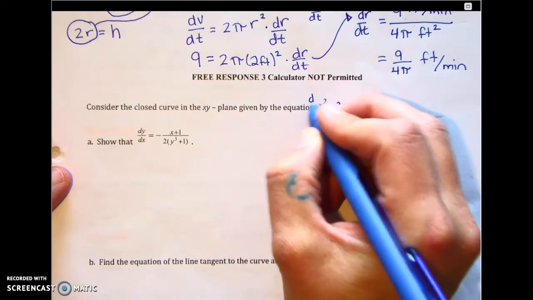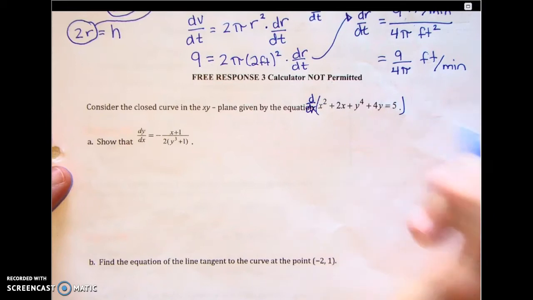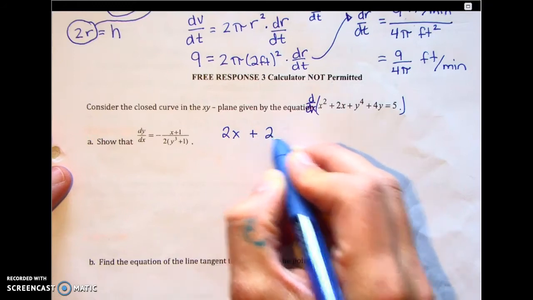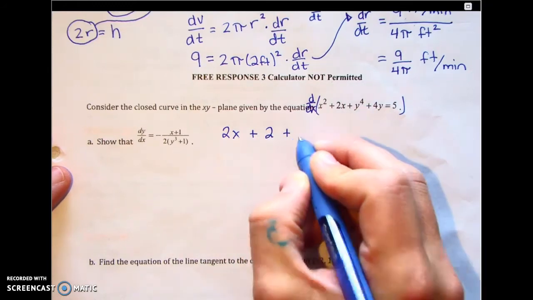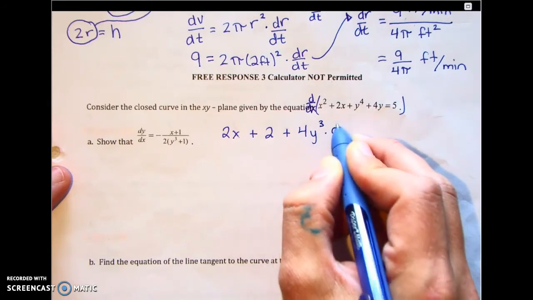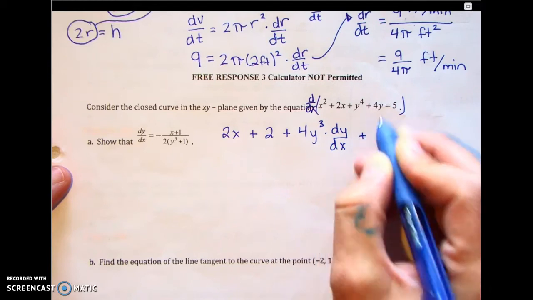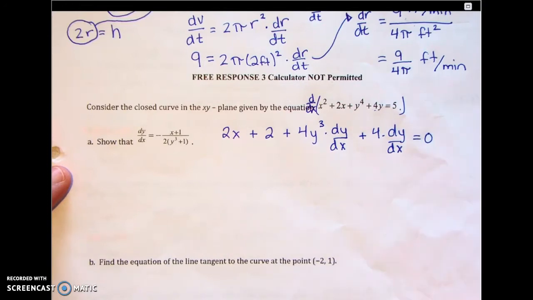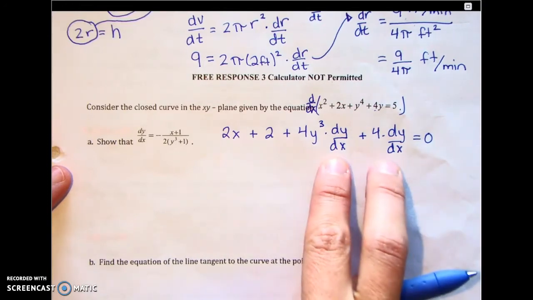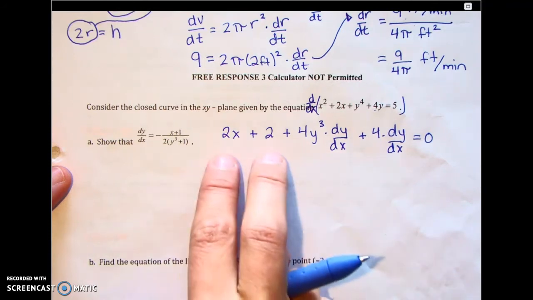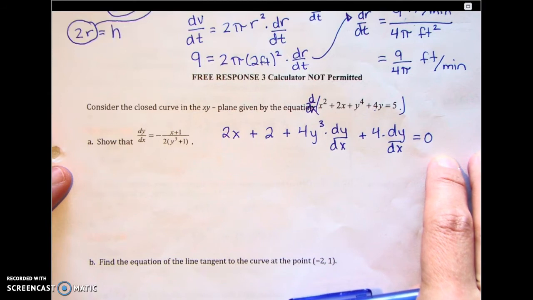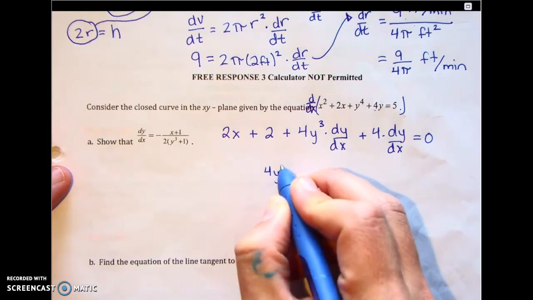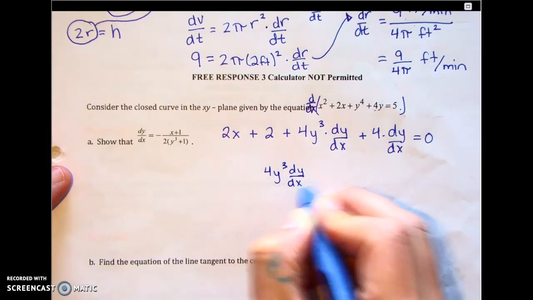So declare to the world you're taking the derivative with respect to x, not time. The derivative of x squared is going to be 2x, derivative of 2x is 2, derivative of y to the fourth is 4y cubed times dy/dx. Derivative of 4y is 4 dy/dx. The derivative of 5 is 0. We leave the dy/dx terms on the left side, and we're going to move these terms to the right side by subtraction. What do you notice? Do we have a common factor going on here? I see a common factor. You could take it out now, or you can wait till the division step.